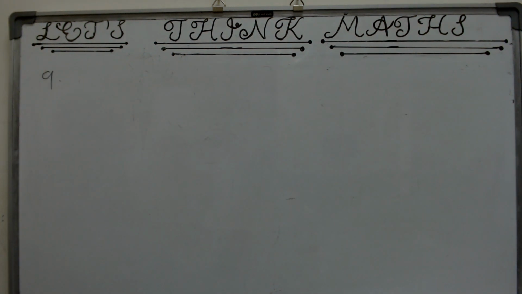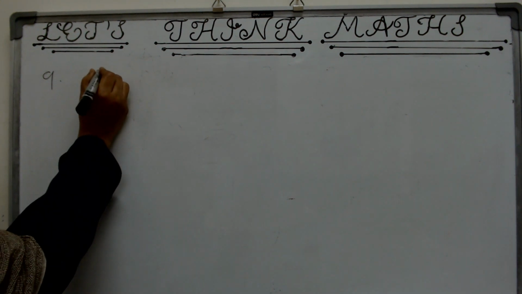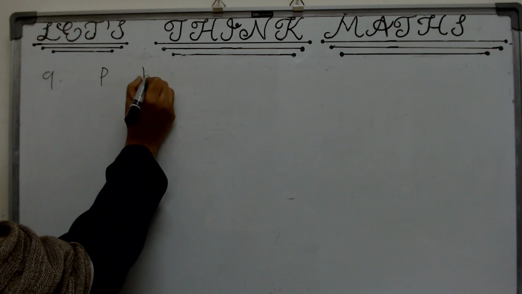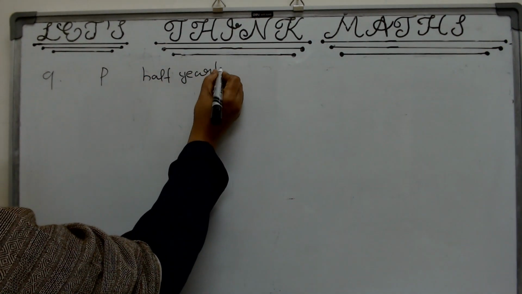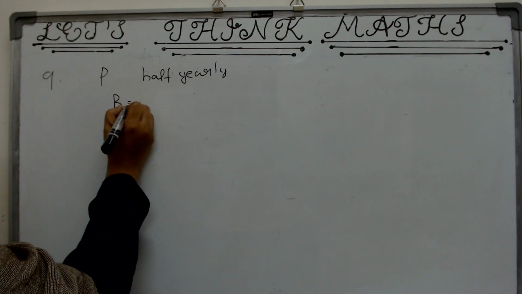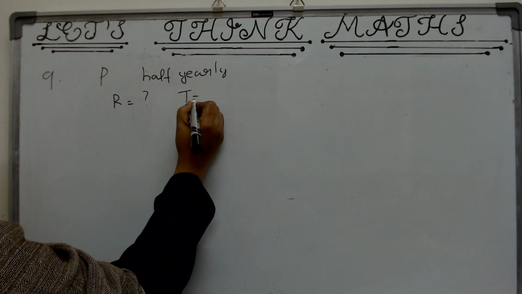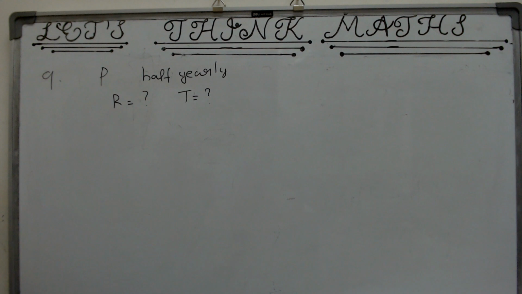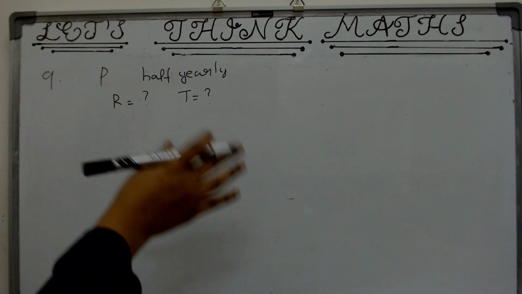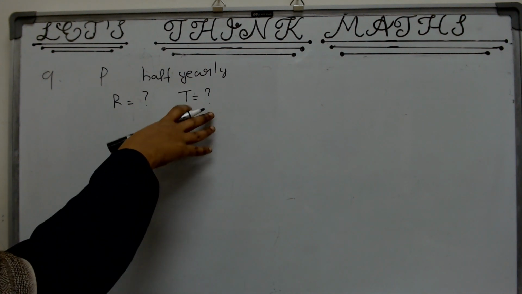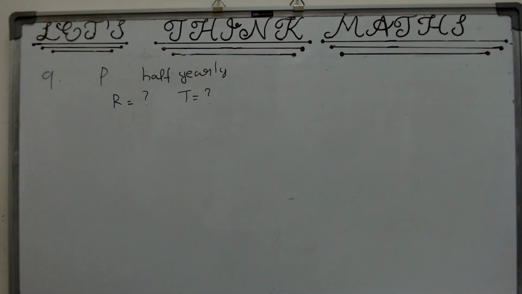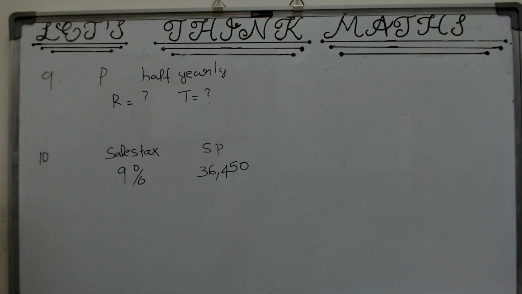This question says that you have to calculate interest for the same principal, but when it is compounded half yearly, then how does the rate change and how does the time change? So what happens when it is half yearly? The rate of interest becomes half and the t becomes double. If you look at the options, your correct option I think is D. What is the next question?